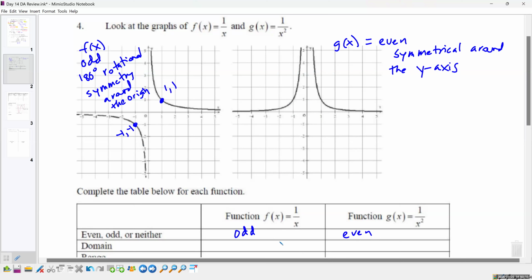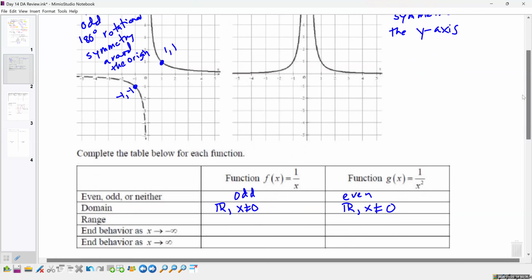Now, both of these functions have the same domain. They both have a domain of all real numbers, but x is not equal to 0. I cannot substitute 0 into either of these. I cannot divide 1 by 0. I cannot divide 1 by 0 squared. So 0 is a no-go.